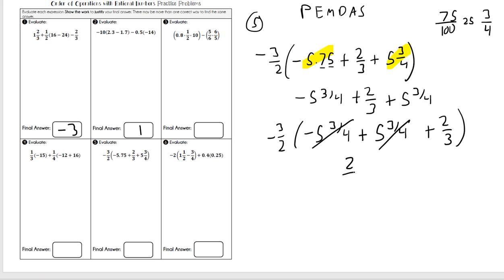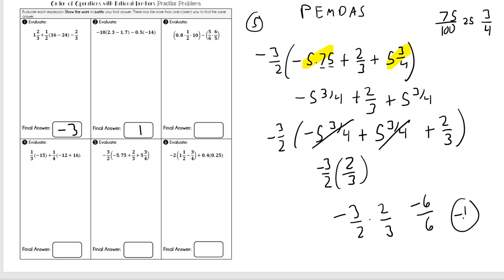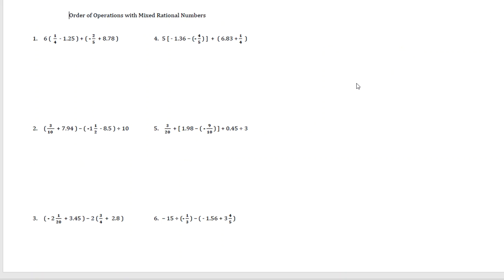In the parentheses then, we're left with just a 2/3, and now we're ready to multiply that by the negative 3/2. Remember, when you multiply fractions, you just do top times top over bottom times bottom. So negative 3 times 2 is negative 6, 2 times 3 is a positive 6, and a negative 6 divided by a positive 6 is a negative 1. Final answer.